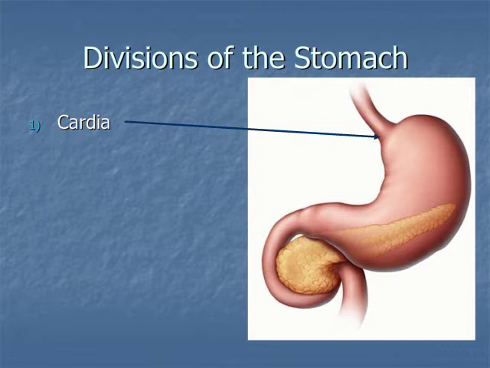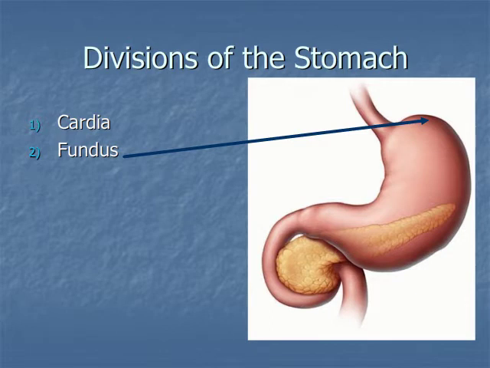Just inferior to the cardia is something called the fundus. The fundus is a large rounded area of the stomach, and this is an area that is important for food storage, as it has very few muscular contractions happening here. So if you eat a lot of food, let's say Thanksgiving dinner, this is where you're going to store most of that food until it's ready to be digested.